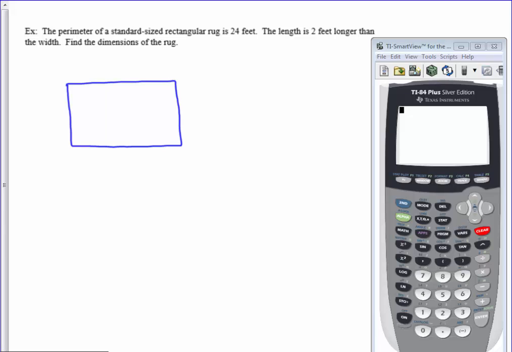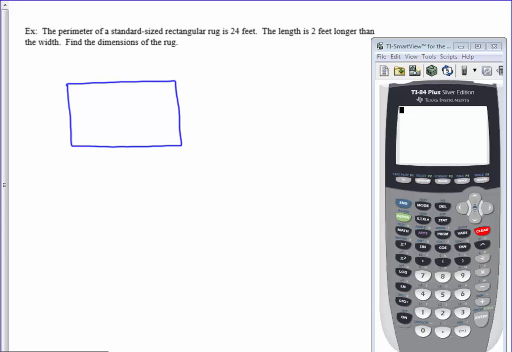Here we are told that the perimeter of a standard size rectangular rug is 24 feet. The length is 2 foot longer than the width. Find the dimensions of the rug. In a case like this, the first thing I would do is draw a picture. So we have our rectangle drawn.